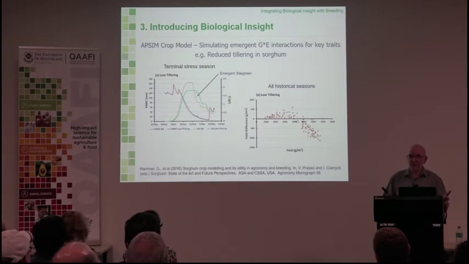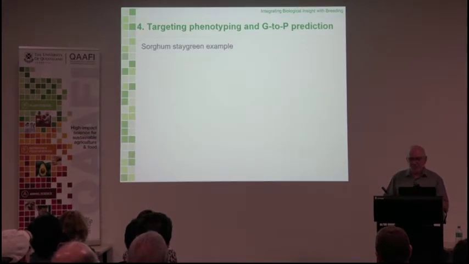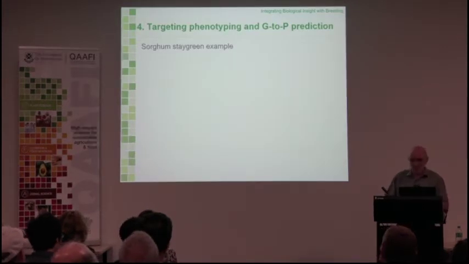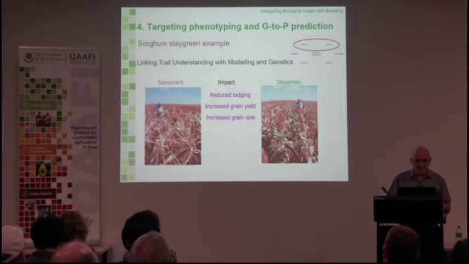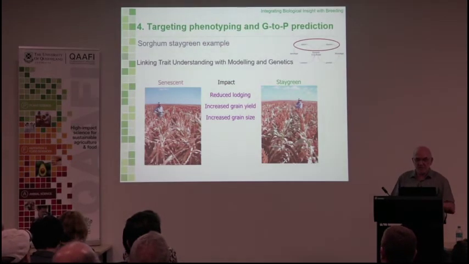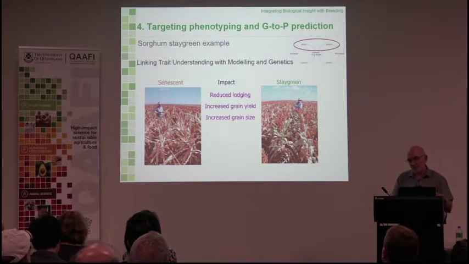So you can generate that sort of stuff if you know that tillering is an important component. So let's look at this stay green example. I've already given you one of the ways we can get it. And think about targeting phenotyping and go a bit more into this G to P prediction.